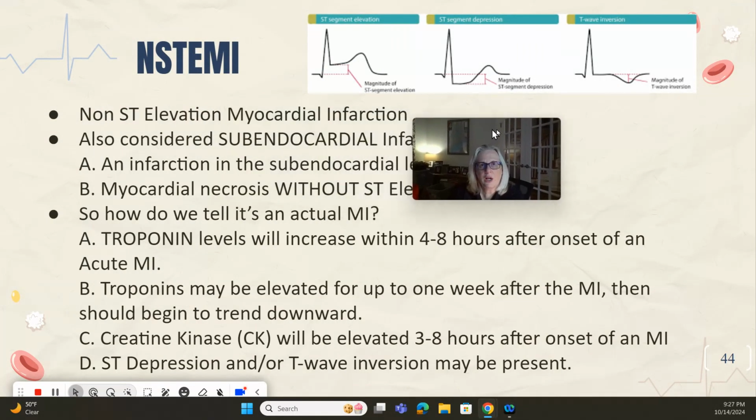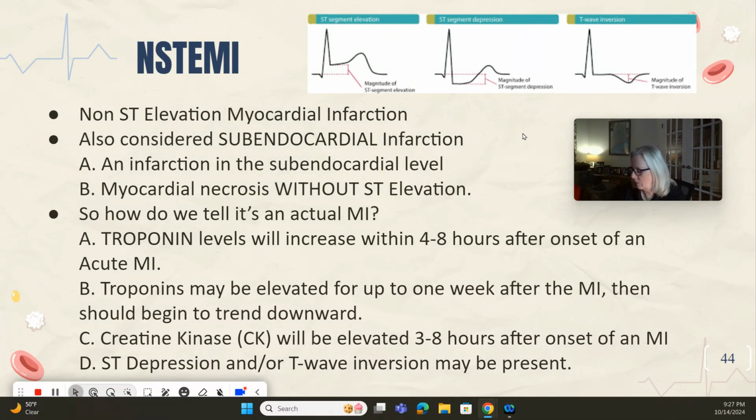All right, so let's talk about an NSTEMI a little bit. Okay, so an NSTEMI is a non-ST elevation myocardial infarction. So it's still a heart attack. It's still happening right now. It's also considered what's called a subendocardial infarction. So an infarction at the subendocardial level, myocardial necrosis without ST elevation. So we don't see the changes on the EKG.